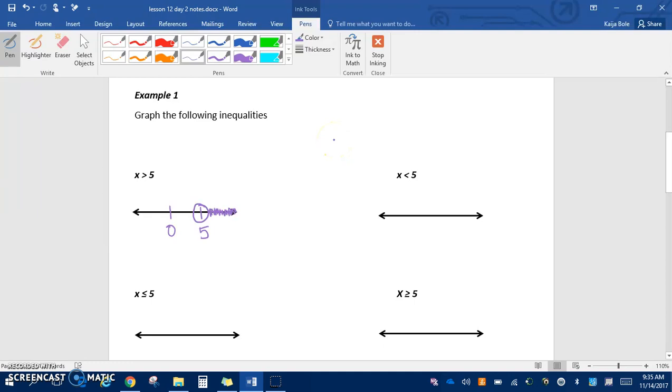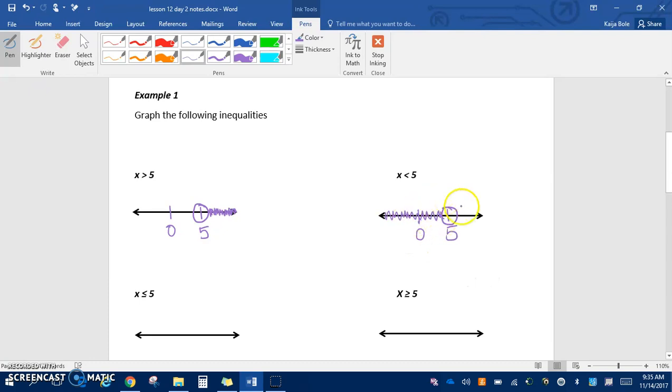The second example is x is less than 5, so I still have 0, and I still have 5, and I still have an open circle, but this time x is less than 5, so I'm shading everything to the left, and again all the way down through the arrow so you can tell that it's going on forever. I hope you see the difference between those two.